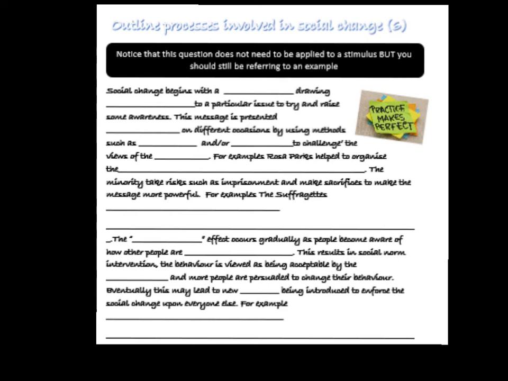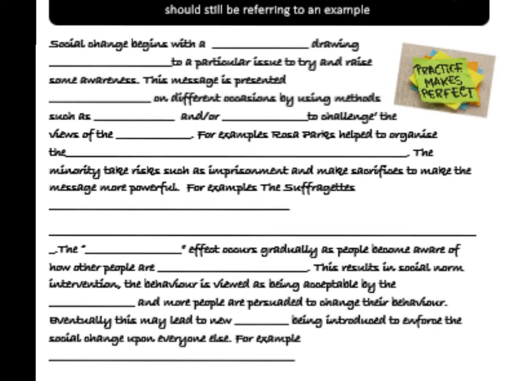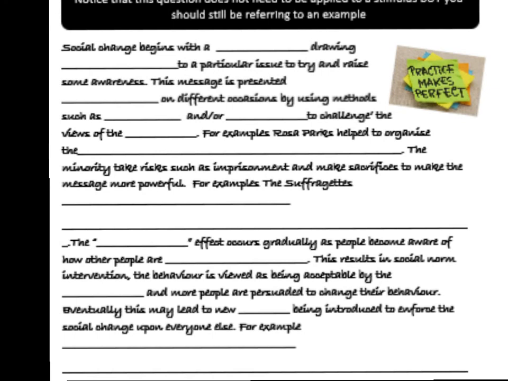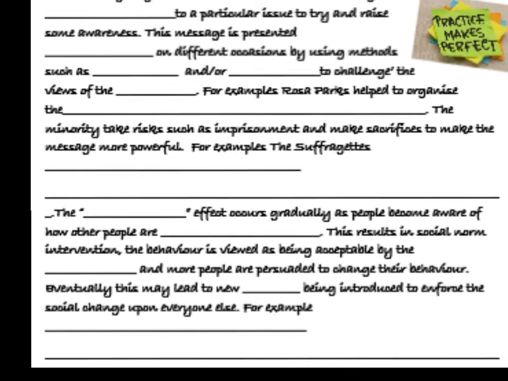This question does not need to be applied to a stimulus, but you still should be referring to examples. All I want you to do is work your way through this, and if you need to go back to the process on page 62, by all means feel free to do that. You just need to go through it and complete the blanks using that information. Throughout this answer, it references Rosa Parks and the suffragettes. So you need to use not only the information on page 62, which outlines the process, but also the information from page 63 that you've gathered, in order to complete these sections.